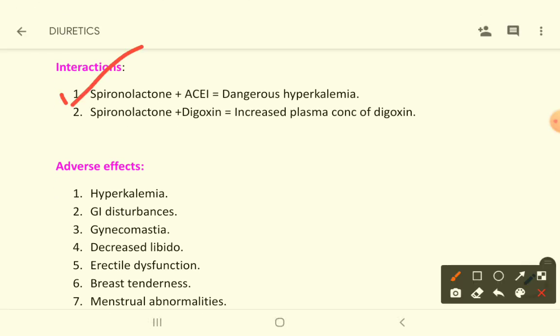Let's look at some interactions. Spironolactone plus ACE inhibitors, as we have talked about earlier, can lead to dangerous hyperkalemia. And spironolactone and digoxin can lead to increased plasma concentration of digoxin, and that can eventually lead to digoxin toxicity.